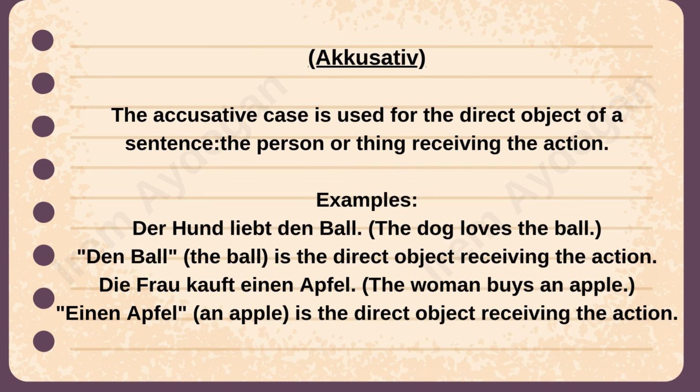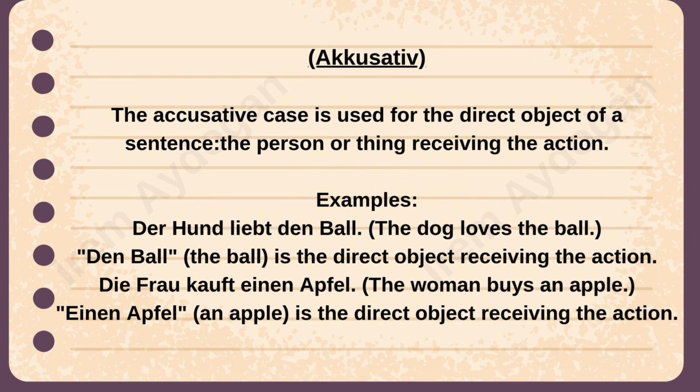The accusative case is used for the direct object of a sentence. I mean the person or thing receiving the action, not performing the action, just receiving the action. Check the examples. Der Hund liebt den Ball. The dog loves the ball. Here we use den Ball as accusative, and den Ball is the direct object, receiving the action.